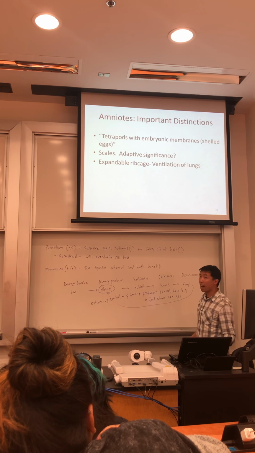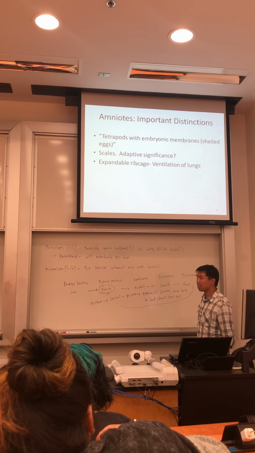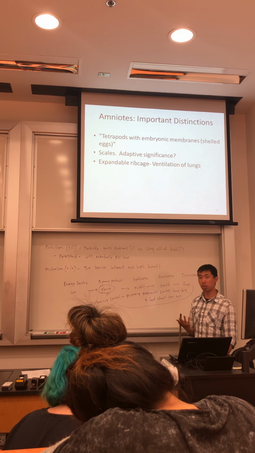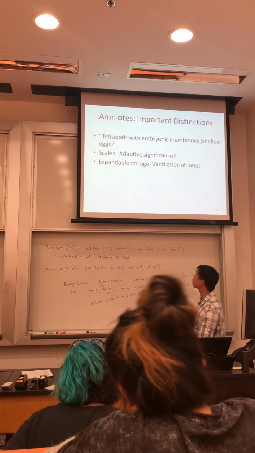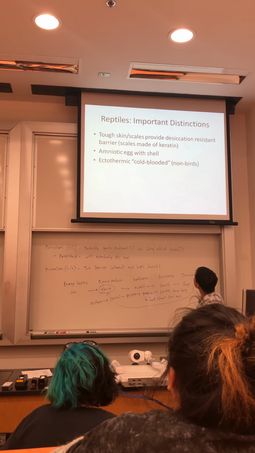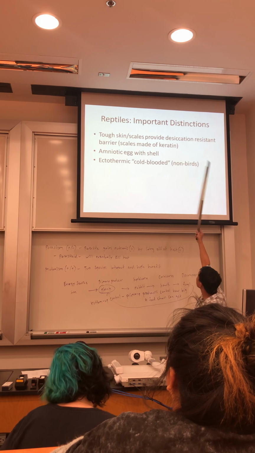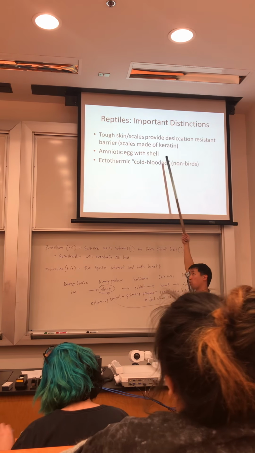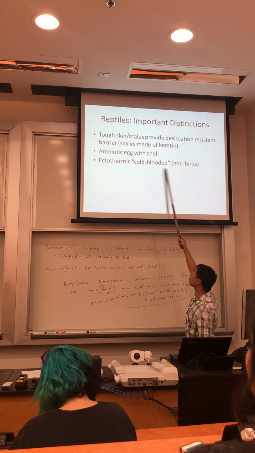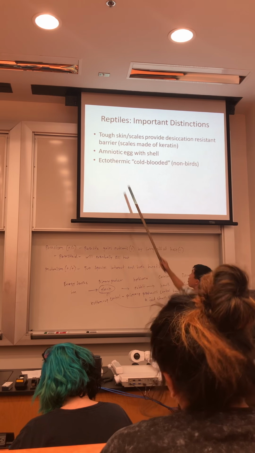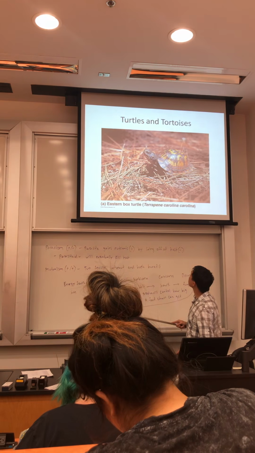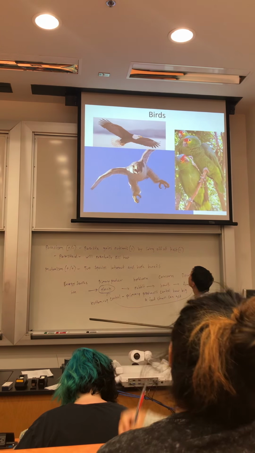Amniotes in general basically have an embryonic membrane that surrounds their embryo, usually seen as an egg or a placental structure. So reptiles, tough skin and scales help them resist desiccation or dehydration, and they have a shelled egg. And they're also ectothermic, meaning cold-blooded. So we talked about some examples of reptiles.